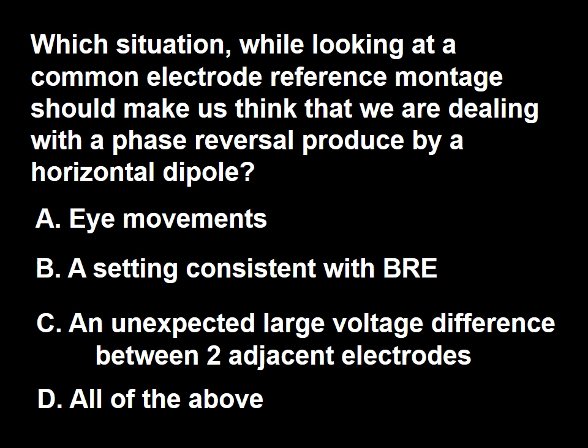Next question. Which situation while looking at a common electrode reference montage should make us think that we're dealing with a phase reversal produced by a horizontal dipole? A. Eye movements. B. A setting consistent with benign Rolandic epilepsy. C. An unexpected large voltage difference between two adjacent electrodes. D. All of the above.